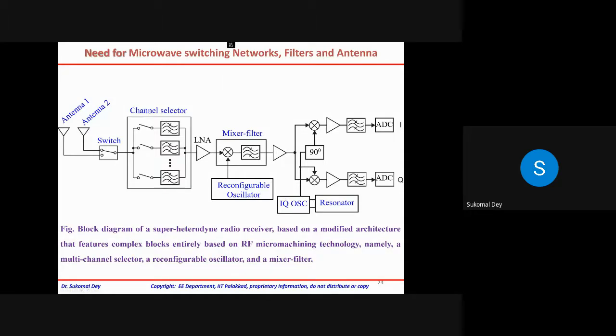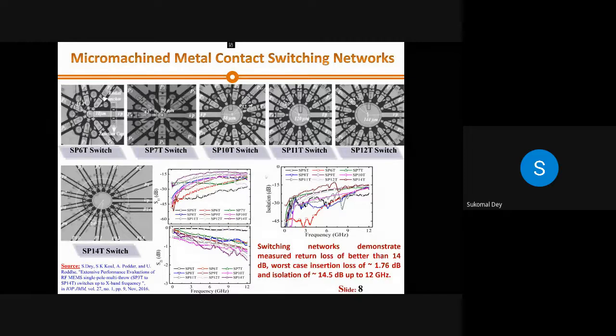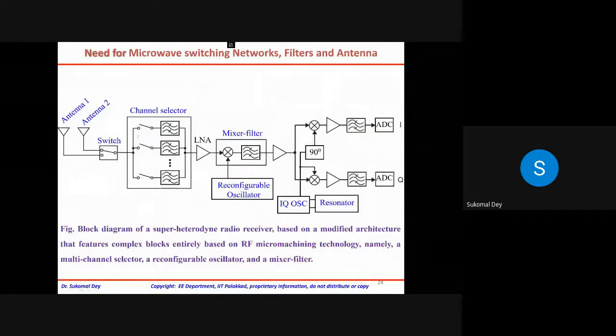What are the reconfigurable oscillators? All these blue color points are already transformed into the micromachining domain. Now coming back to the switch, I said that the single pole multi-throw switch plays a very important role. You can see its importance in making the channel selector. It has huge importance if you are making some kind of an antenna terminated spectrum analyzer.